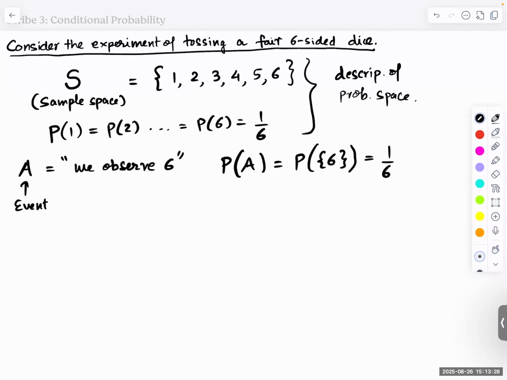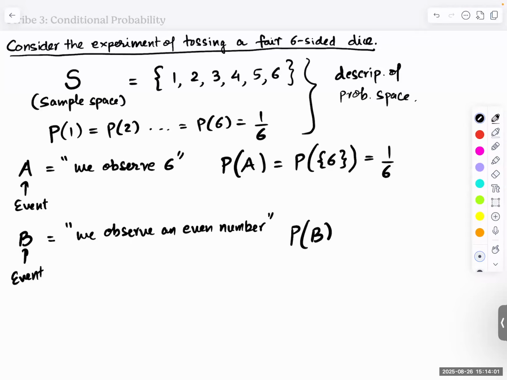Okay. Now, conditional probability is a very important concept, which tries to answer the following question: suppose we have additional knowledge about some other event. So let's denote another event, say B, as the event that we observe an even number. What is the probability of B? The probability of the event B is the probability of the set of outcomes describing this event. So what are the even numbers in my sample space? It's 2, 4, and 6.